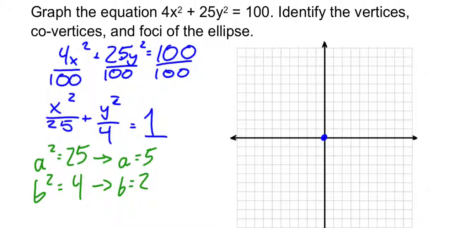The major axis, the larger value, is going to be situated on the x-axis. So a is 5, right? We can think about the points it represents or realize that's a distance. So we go 5 in either direction. 1, 2, 3, 4, 5. 1, 2, 3, 4, 5. And what do these 2 points represent? These are my vertices.